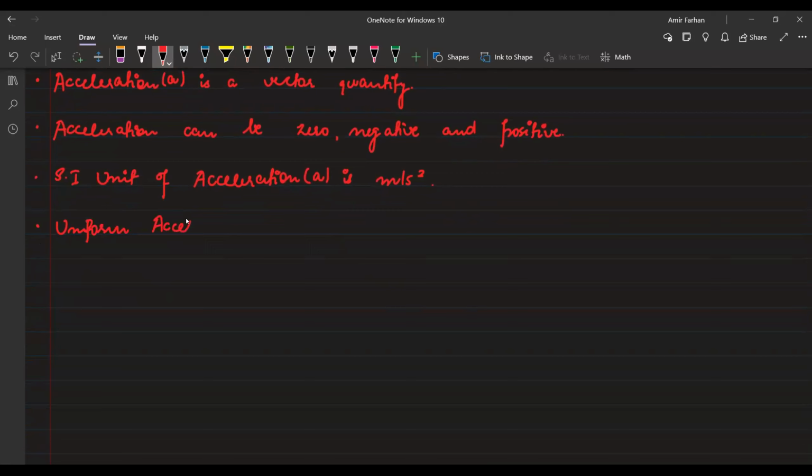Uniform acceleration. So what does uniform acceleration mean? In uniform acceleration, the amount of velocity that is changing is equal. If I'm saying that every second it is changing by 2 meters per second, then every second it is changing an equal amount of velocity. So it means that it is a uniform acceleration. Clear? Say yes, no? Okay. So let me write it down here.